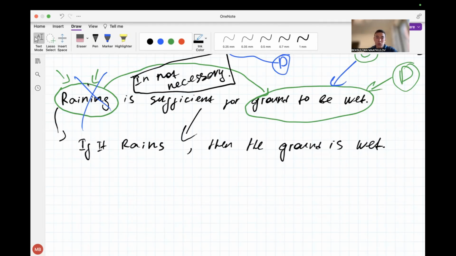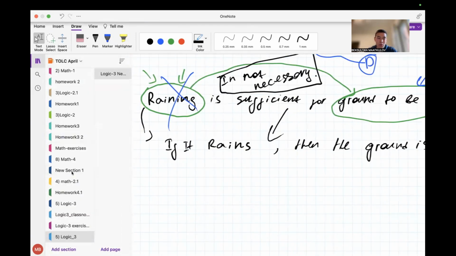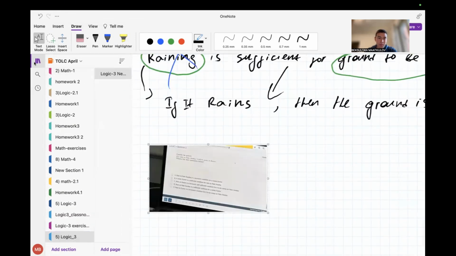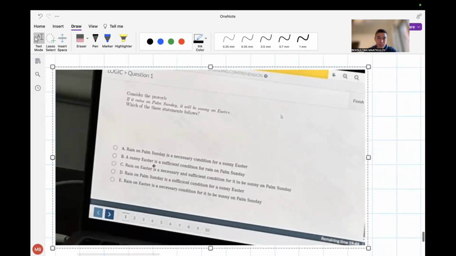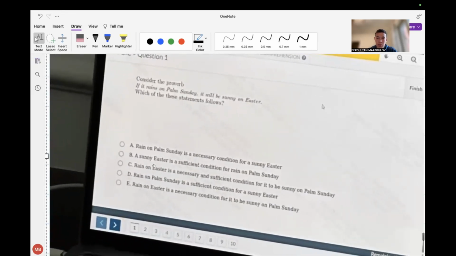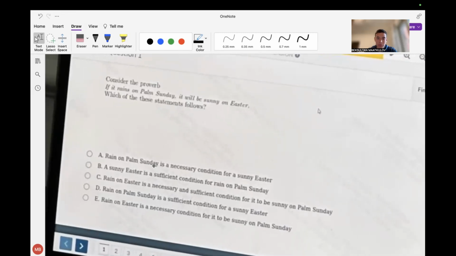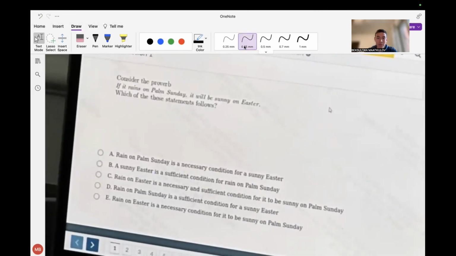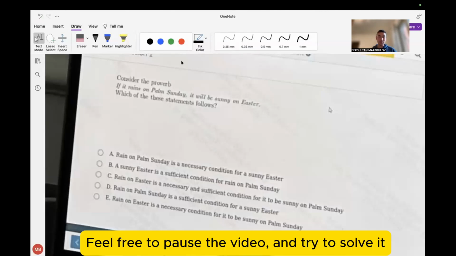Okay, then let's try to solve the first problem on sufficient conditions. Okay, can you see what's written here? Is it readable? Can you read it? If it rains on Palm Sunday, it will be sunny on Easter. Okay, I'll give you some time. Please write your possible answer to the chat as a private message. Feel free to pause the video and try to solve it.